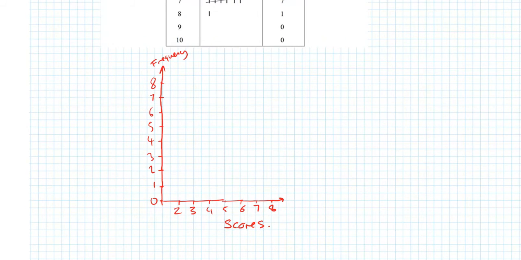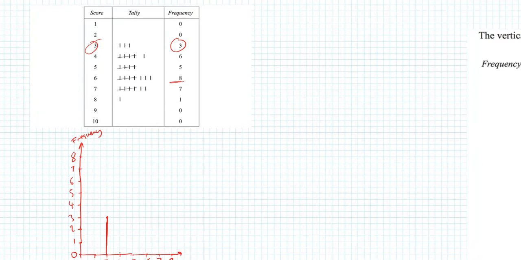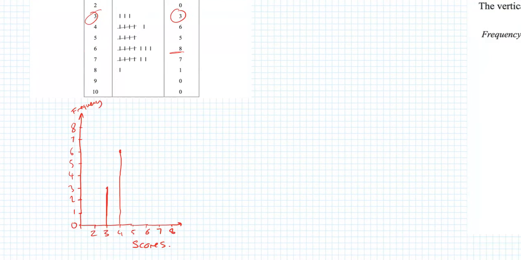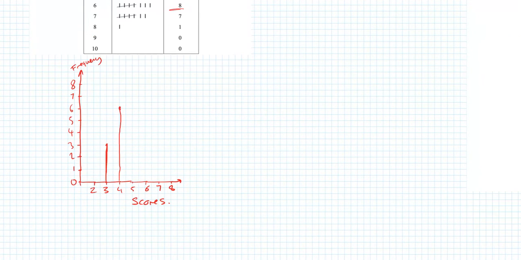Now, the vertical lines are the straight up lines, and so the first one we're going to have is a height of 3 at a score of 3. So we just draw it straight up there, look. Okay, there is my representation of the number of 3s that we had. Now, we had 6 4s, so we're going to make sure that we draw from the 4 up as high as 6 on the frequency, and so on and so on.